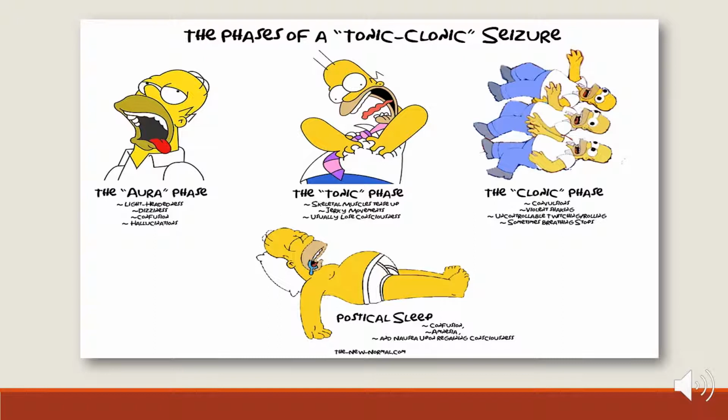Then he moves to the tonic phase. He has skeletal muscles tensing up, jerky movements, and usually lost consciousness. Then the clonic phase. Convulsions, violently shaking, uncontrollable twitching, and sometimes his breathing stops. And then after the clonic phase, he has post-ictal sleep. When he wakes up, he's confused, he has some amnesia, and he's nauseous when he's waking up.